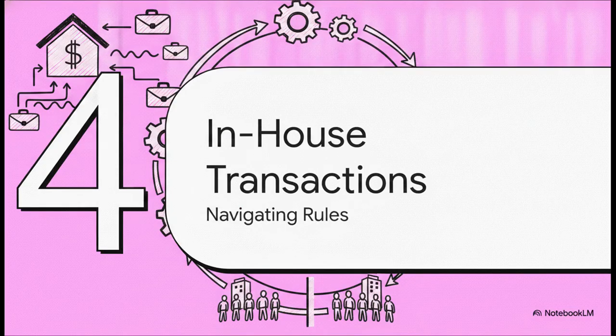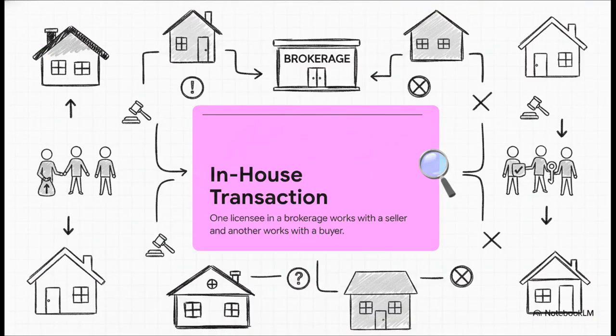Let's wrap things up with Section 4, in-house transactions and navigating the rules. First, what exactly does this mean? An in-house transaction happens when one licensee in a brokerage works with a seller, and another licensee in that exact same brokerage works with a buyer on the very same property.